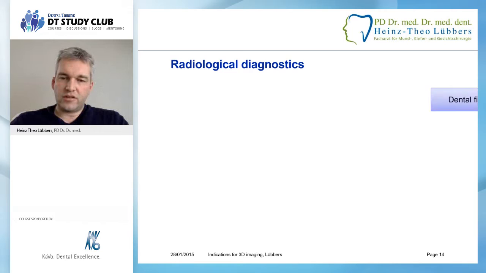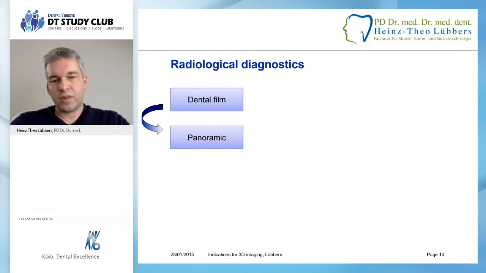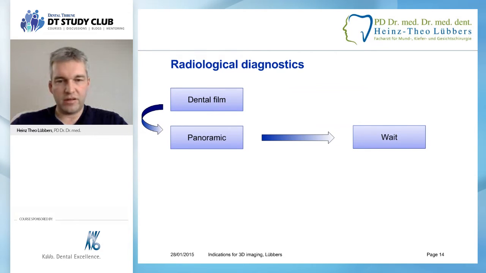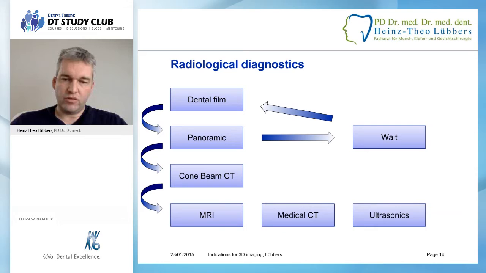Radiological diagnostics start with dental films. That's normally the first step. And then if we don't get enough information out of that, we usually go to panoramic. And then, for me, there are two ways. If panoramic doesn't help, you can either wait and retry sometime later when the problem might have grown bigger, or often it has gone away also. Or you can choose a way to look further into it, and you do a cone beam CT, MRI, medical CT, ultrasonics, all these options you have nowadays.